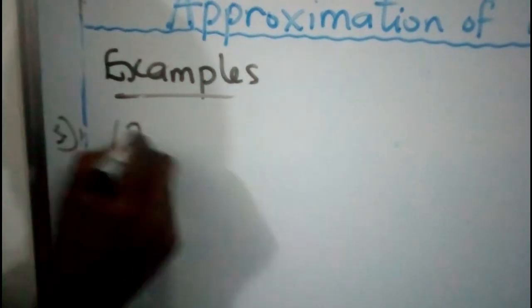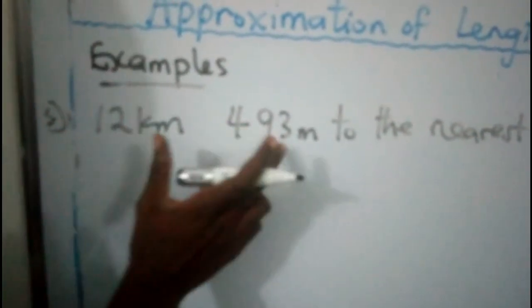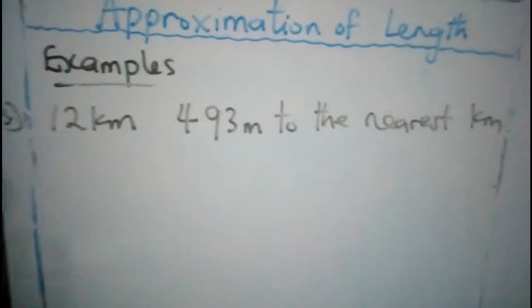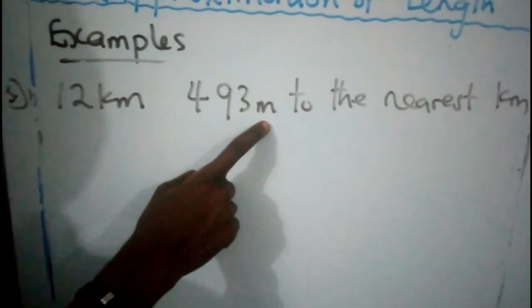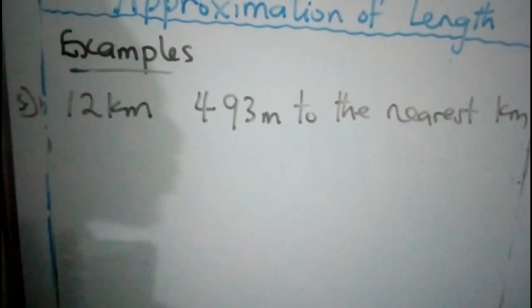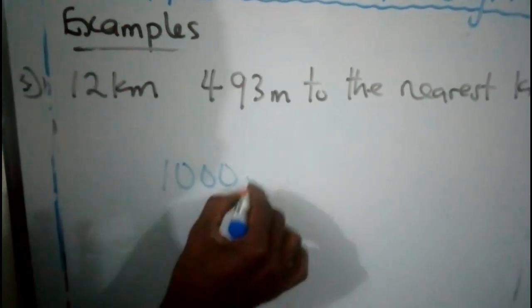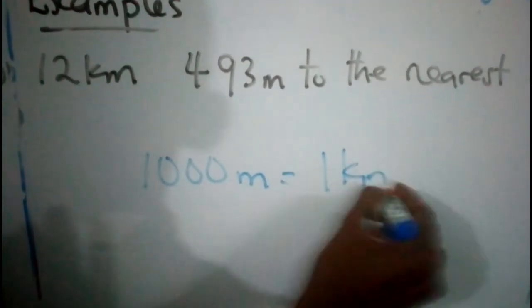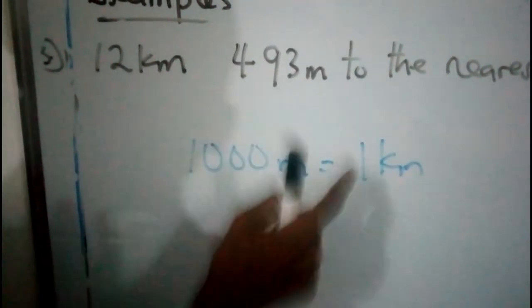Number 3. Approximate 12 kilometers, 493 meters to the nearest kilometer. Now, when you want to answer a question like that, I told you the first thing you do is what? Look at the 2 units, meters and kilometers. What is the relationship between them from our chart? Yes, it is what? 1,000 meters make 1 kilometer. That's the link between meters and kilometer.